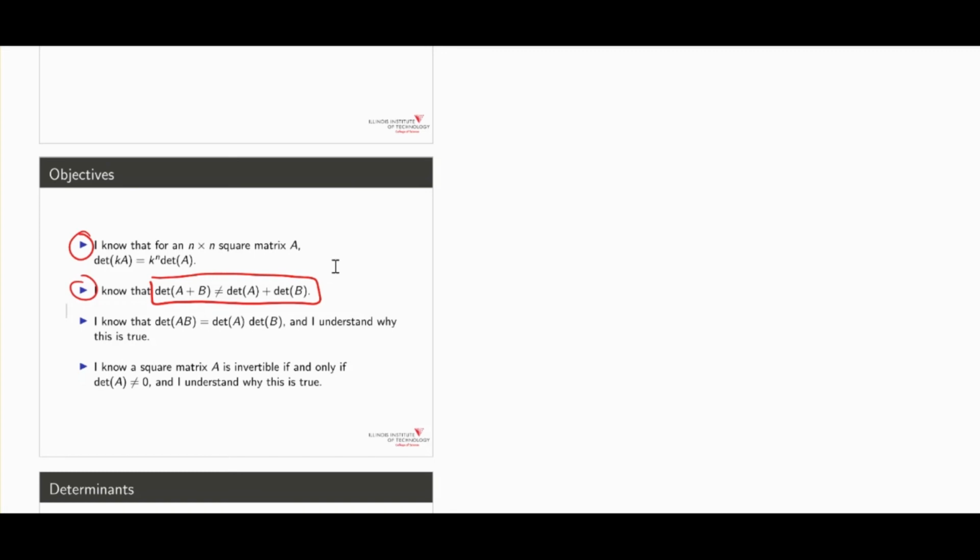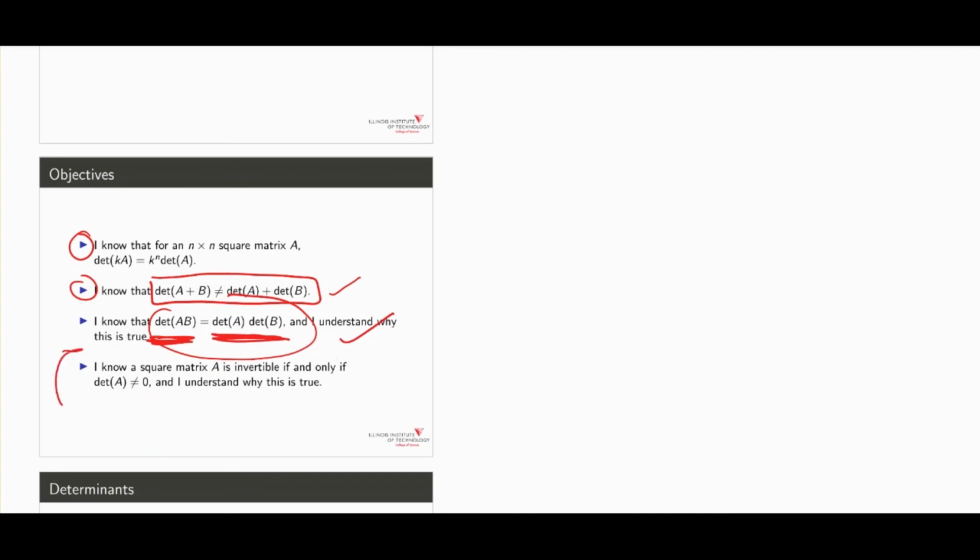One of the main things we want to talk about in this video is that even though we don't have that property, we do have this property, which is that if A and B are square matrices of the same size, then the determinant of the product of these two matrices is the product of the determinants. So this is true, and we are going to demonstrate why this is true. This is one of the main things that we want to talk about in this video.